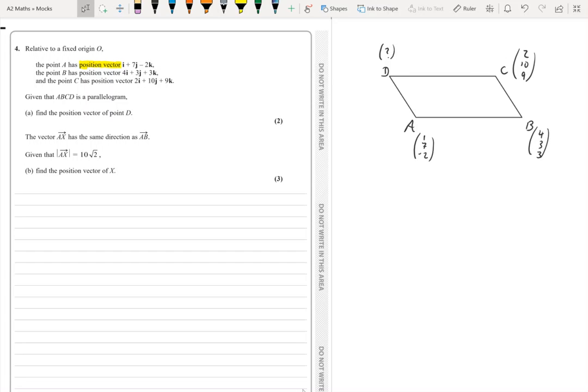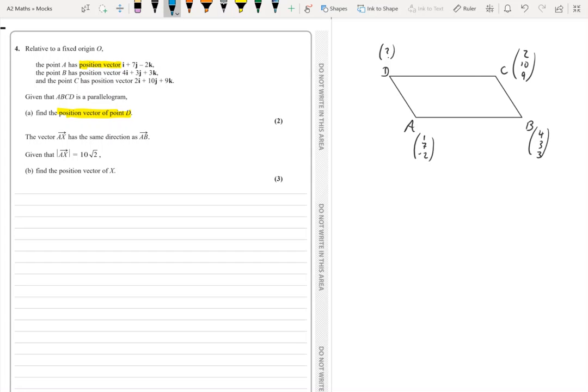And we've been given position vectors. Position vectors are just a vector way of telling you the coordinates of those points A, B, and C. So A has coordinates 1, 7, minus 2, and so on. So I've put A, B, C in the diagram. We don't know D yet. And in fact, the first part of the question is to find the position vector, so find the coordinates in vector form of the point D.